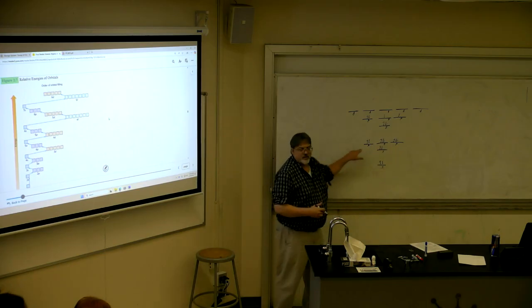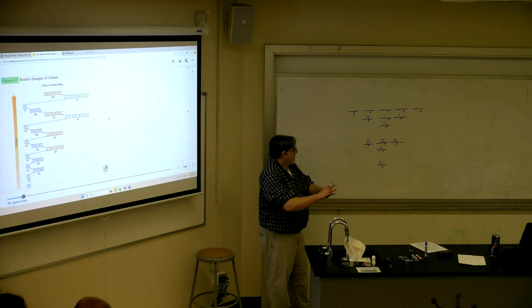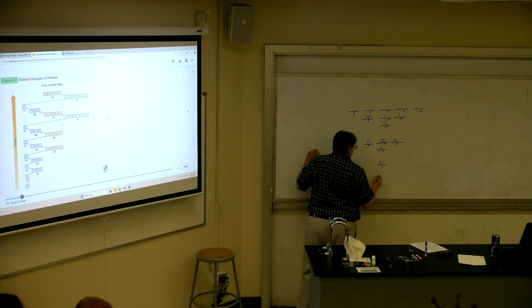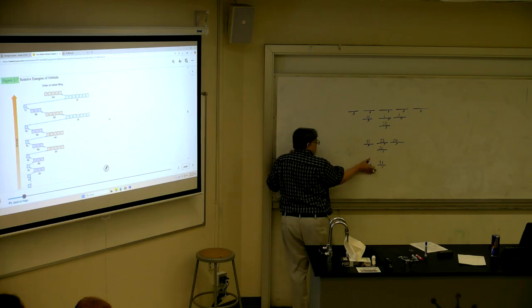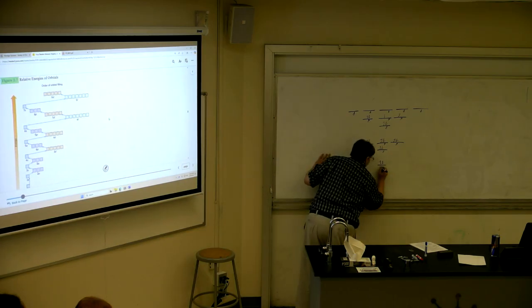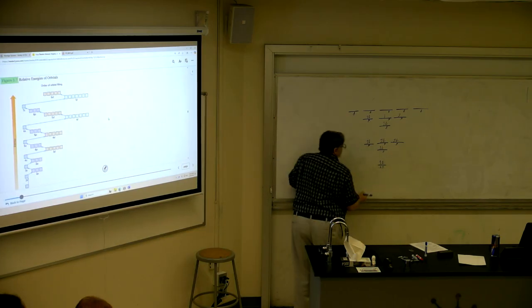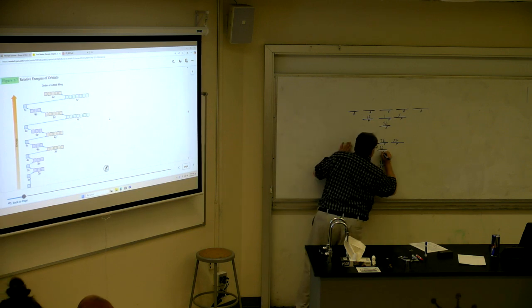Oh, and I haven't said that yet. This sphere is called an orbital. This sphere is called an orbital. Each of these are their own orbitals. 3 orbitals here. Just a word. And then these have numbers.